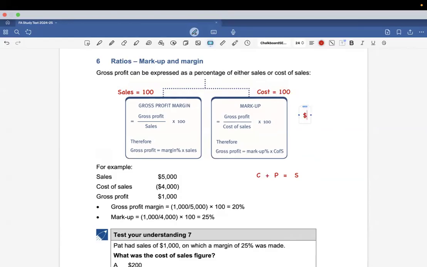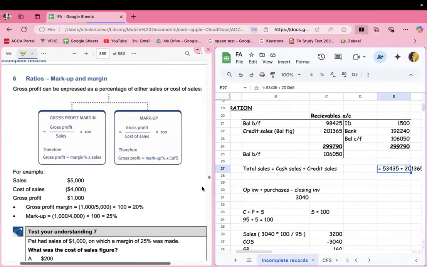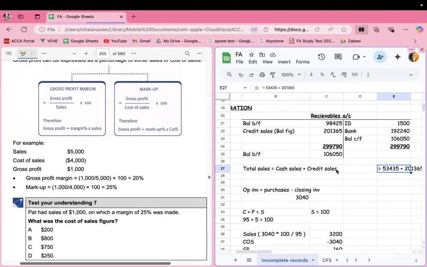That is, amount given into what to find, divided by what's given. Remember? Remember, Elvira? The equation remains the same. Okay, let's see the example.